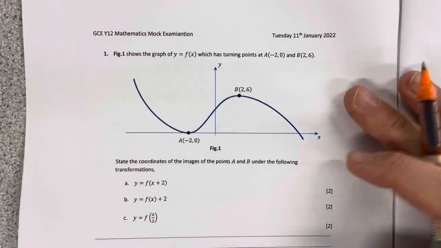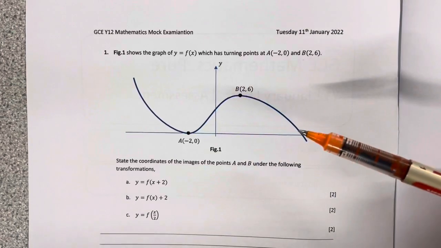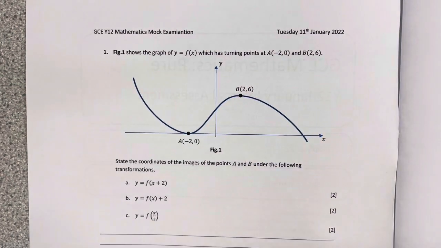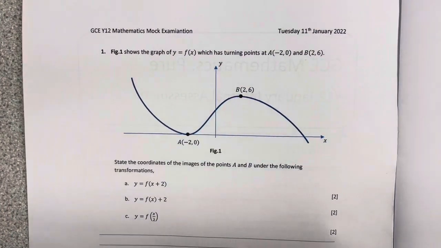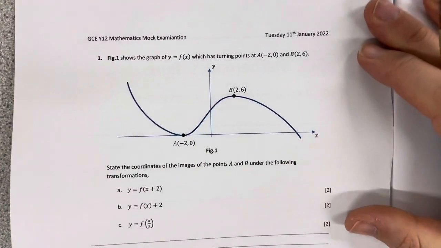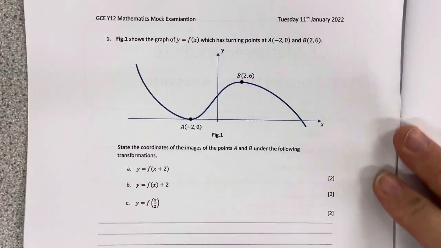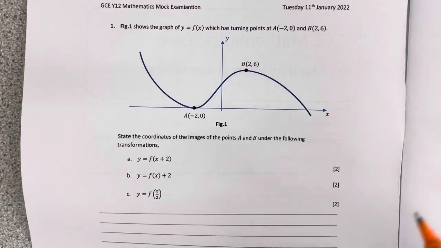Okay, so question number 1. Figure 1 shows a graph of y equals f of x, which has turning points at A, which is (-2, 0), and B, which is (2, 6). We're not given the equation of the curve, but that's not important for this question. State the coordinates of the images of A and B under the following transformations.